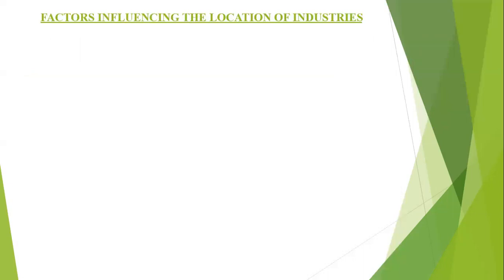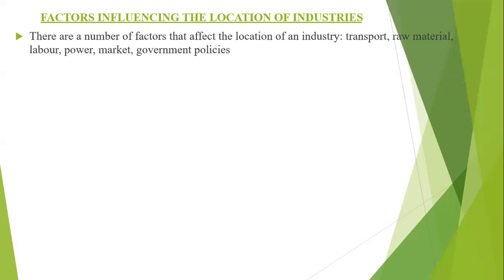Now, what are the factors influencing the location of industries? Now, you cannot locate an industry anywhere. There must be a driving force to take you to that specific area you want to locate your industry. So what are those factors that you must put into consideration before deciding where to take your industry? So there are a number of factors that affect the location of an industry. And these factors may include transport, raw materials, labor, power, market, and government policies, among others.